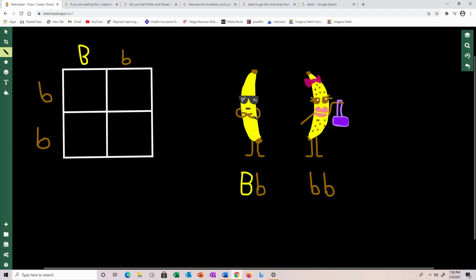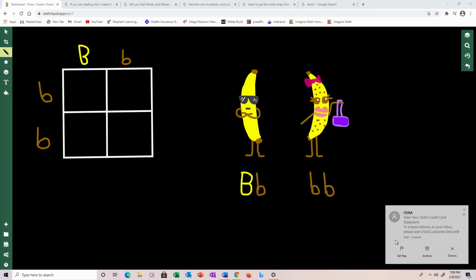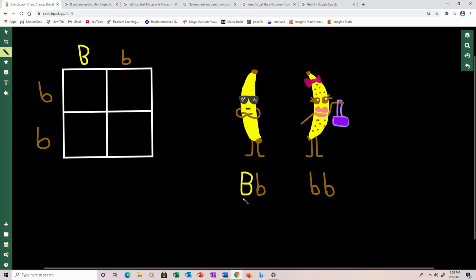But Mr. and Mrs. Nanners, they're trying to see if their child is going to be a spotless yellow banana or a bruised brown banana. And Mr. Nanners is heterozygous with a dominant smooth banana, spotless banana dominant, and the lowercase b is the spotted brown. And Mrs. Nanners is homozygous with that gene.